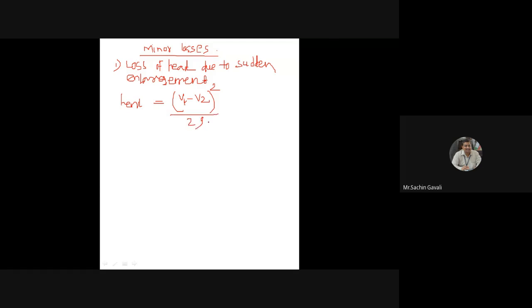Here V1 is the velocity in the smaller pipe. These are the enlargement losses. This is pipe number one, pipe number two. Velocity in pipe number two is V2. V1 is the velocity in the smaller pipe and V2 is the velocity in the larger pipe. Second formula. What is the second formula? Anybody? Loss of head.